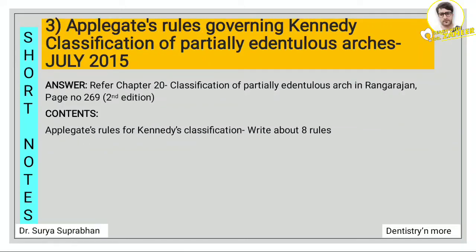Third question is Applegate's rule governing Kennedy classification of partially edentulous arches. For this you have to refer chapter 20, classification of partially edentulous arch, page number 269, and you have to write about the 8 Applegate rules for Kennedy classification.